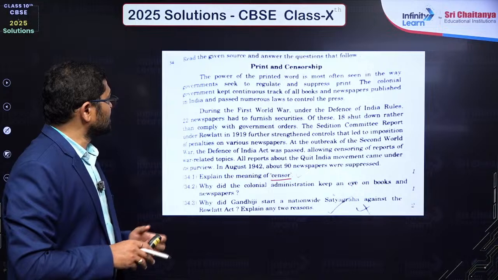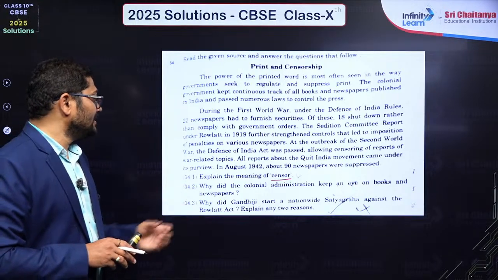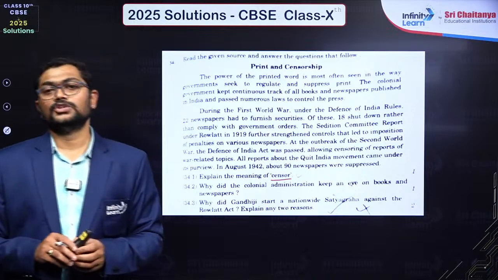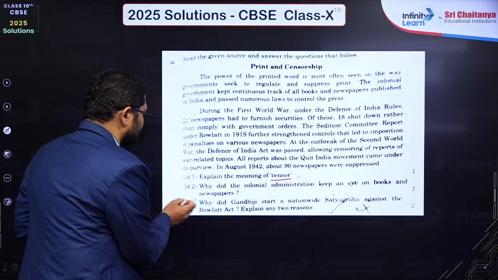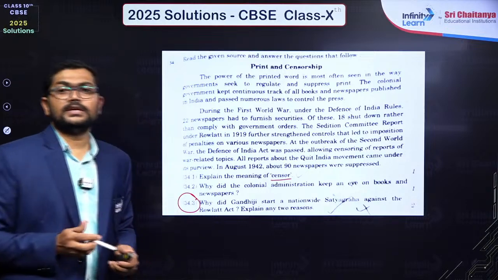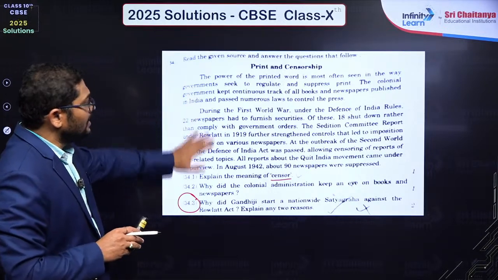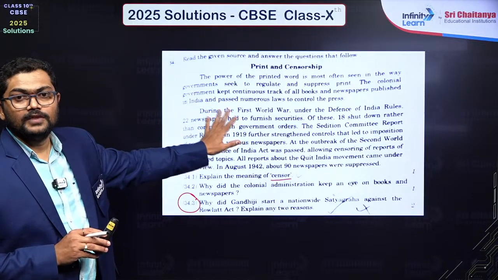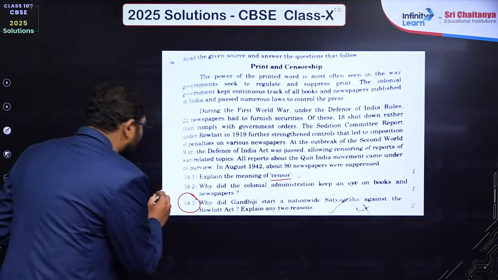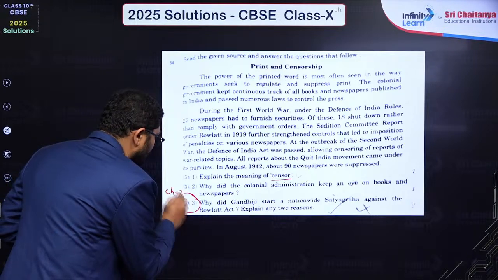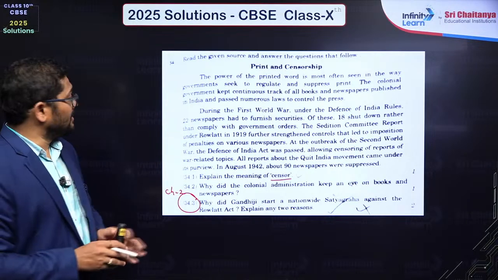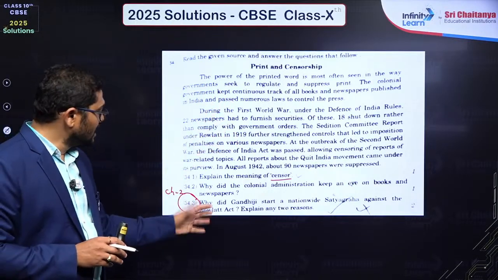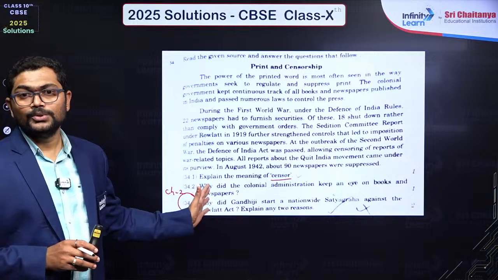Yes. Next, the last question: why did Gandhiji start a nationwide satyagraha against the Rowlatt Act? Explain any two reasons. For this question, there is no answer in the source or the paragraph provided here. This question actually comes from history chapter number 2, Nationalism in India, but the source was given from chapter number 5. So you can see how beautifully the topics have been linked by the board.